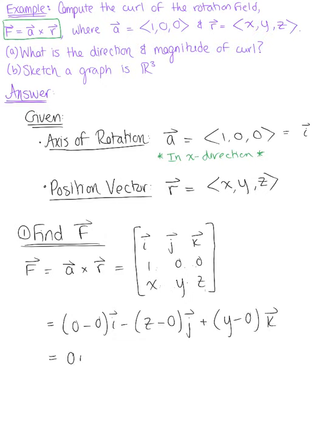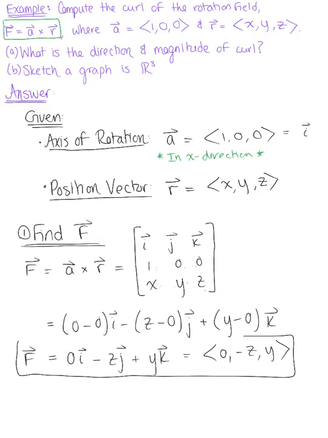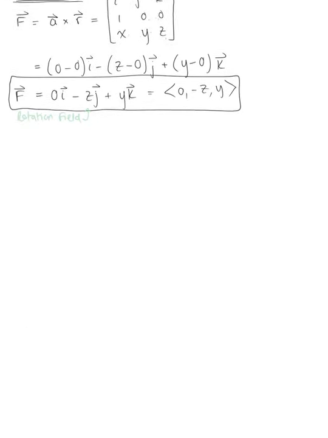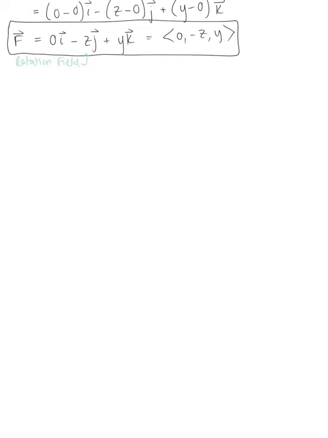And so we are left with 0 i hat minus z j hat plus y k hat, or we can put this in its component form as 0, negative z, y. Again, this is our rotation field. So we'll want to include this on our graph. All right, so now that we have these rotation field components, we're ready to go ahead and compute the curl.